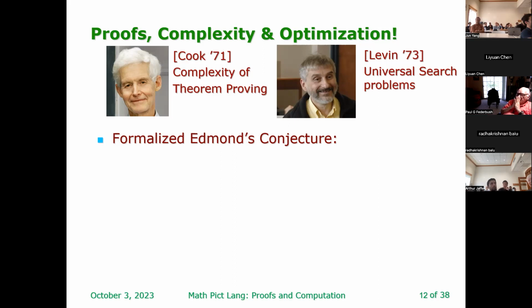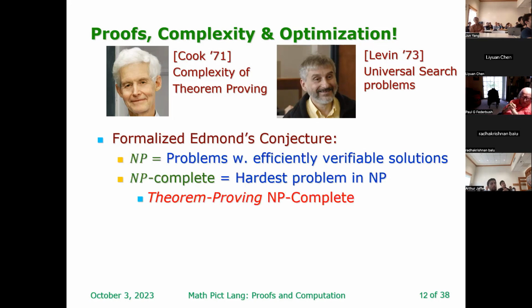So find me a proof. This problem, we believe, should be as hard as any of the brute force search problems out there. And that's what really got Cook started on this problem. He really examined this question and said, yeah, there is an entire class sitting around it, and I can work other things into this thing. So they formalized Edmonds' conjecture.